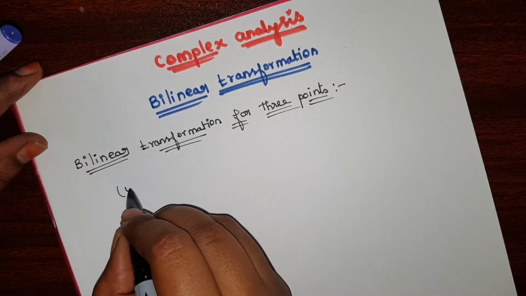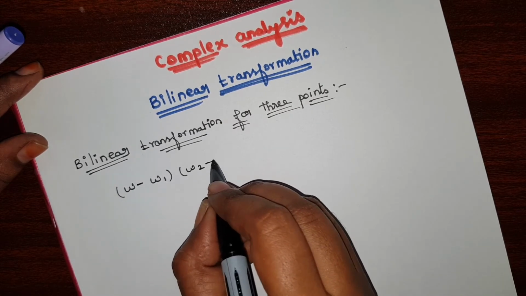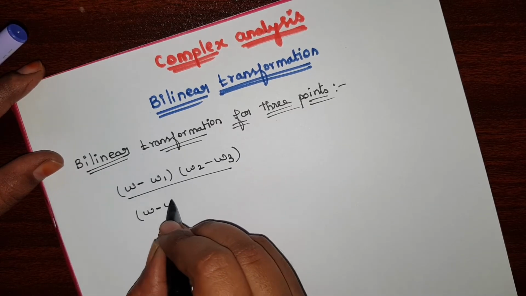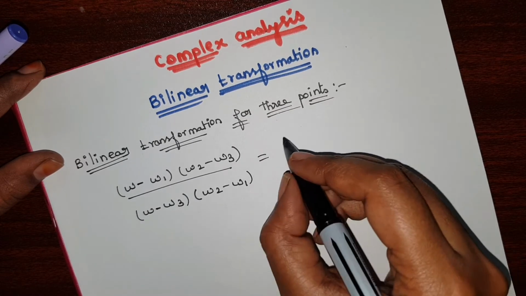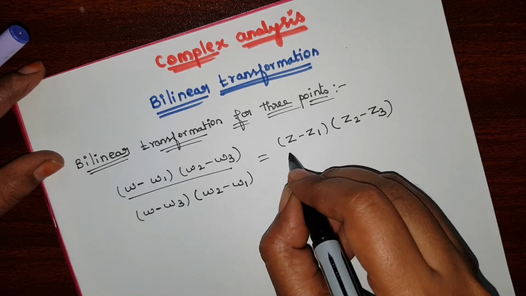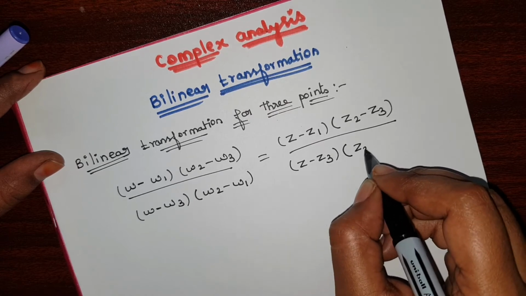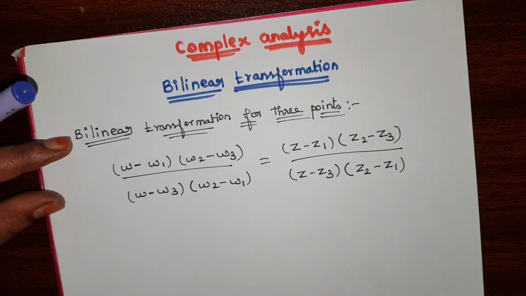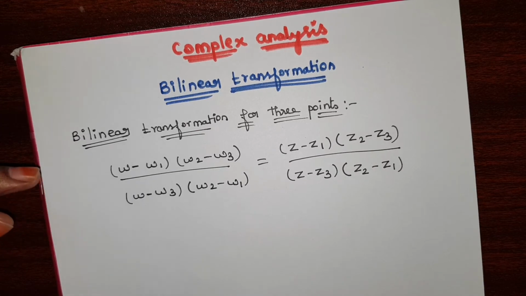The formula for this is (W minus W1)(W2 minus W3) divided by (W minus W3)(W2 minus W1) equal to (Z minus Z1)(Z2 minus Z3) divided by (Z minus Z3)(Z2 minus Z1). This is the formula for bilinear transformation for 3 points. Using this formula, we can solve a problem.